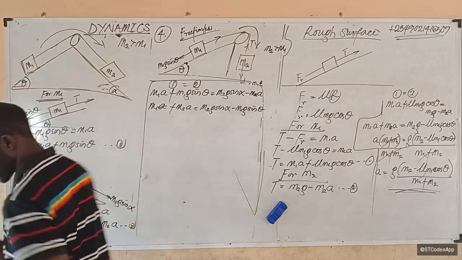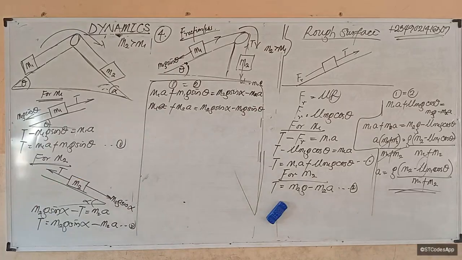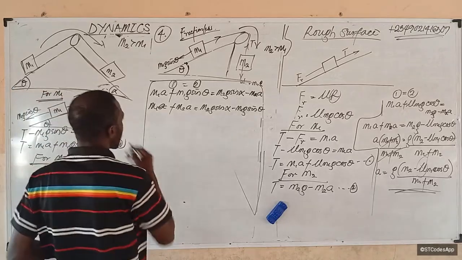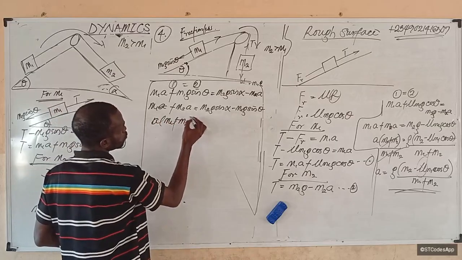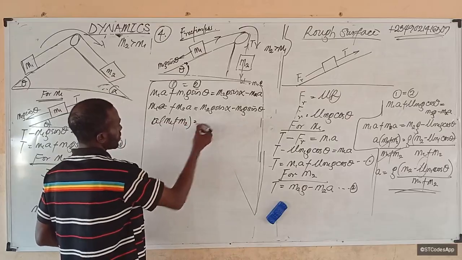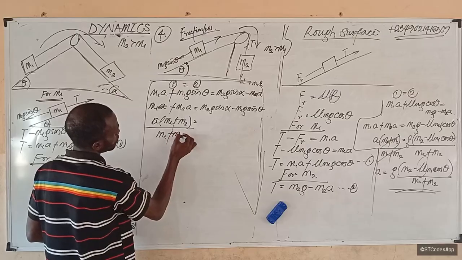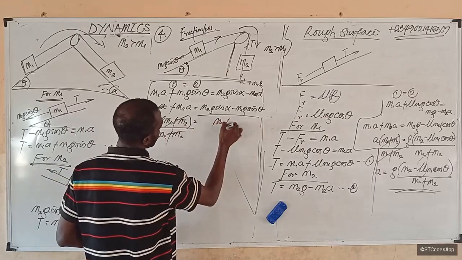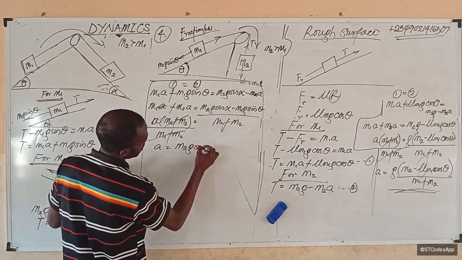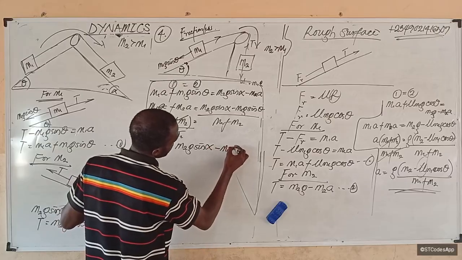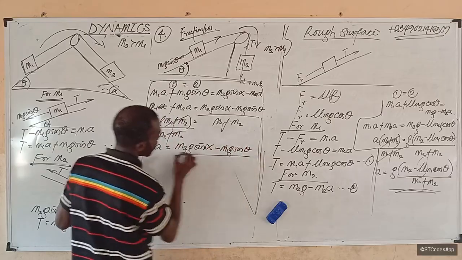Is that clear? A into bracket M1 plus M2 will be equal to this. So we divide this side by M1 plus M2, and A becomes M2G sine alpha minus M1G sine theta over M1 plus M2.